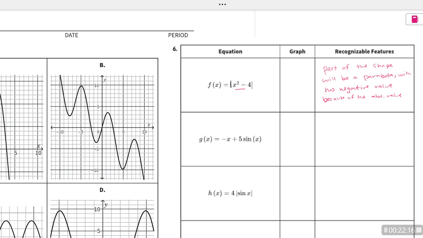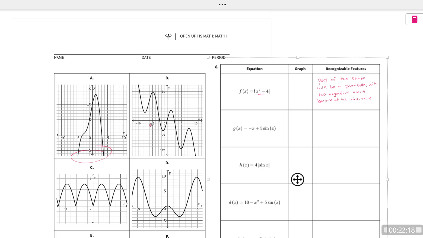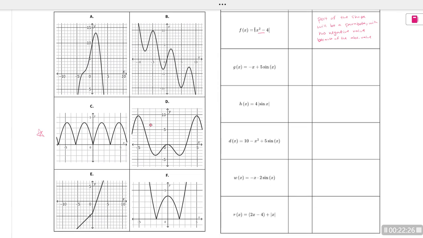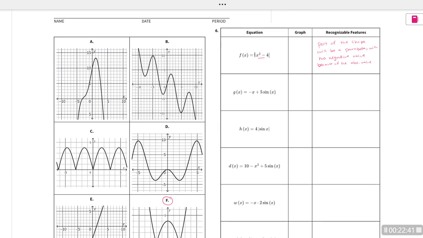So since we're looking at absolute value, let's find a graph with no negative values. So here we see it goes into the negatives. So this one has no negative values, but it doesn't quite look like a parabola. Here's negatives. So the only two that actually fit the absolute value part, with no negative values, are C and F. But F has that parabola shape as well. So F is going to be our graph of f of x. So graph F, and I'll write the equation, minus 4.